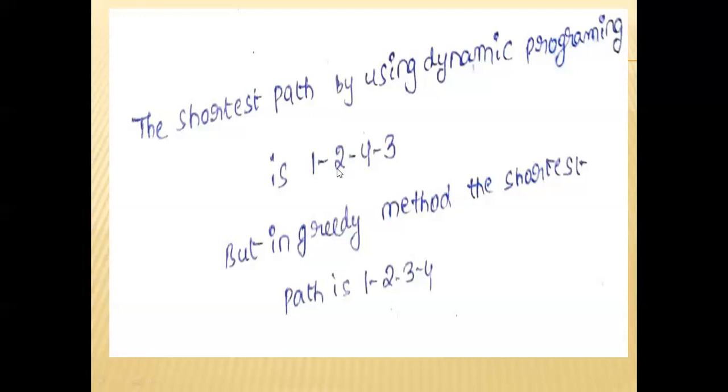And that means each vertex is visited exactly once. But in the greedy method, we use only a single decision sequence, that is 1 to 2, 2 to 3, 3 to 4. The distance is 31. But it does not give the correct answer. It is 31 here, while the other is 29. So the shortest path is 1 to 2, 2 to 4, 4 to 3. So such single decision sequences do not give the optimal solution.